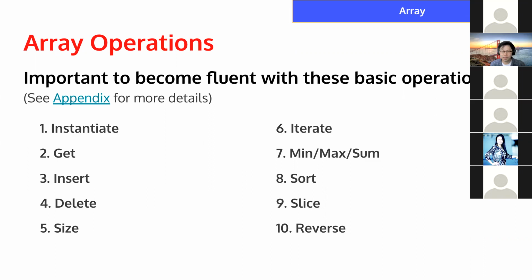And this also applies to deleting too. You could delete an item in place, or you could return a new array. And you also have to know how you can not only delete a single item, but also delete multiple ones. Number 5 is size. This is pretty important. So make sure you know how to get the size or the length of the array.